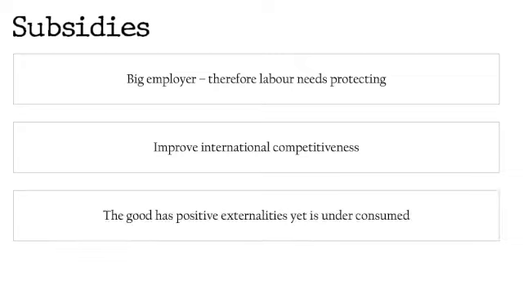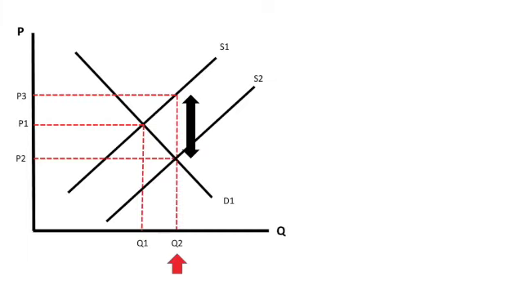And it could be what I've mentioned before, that the good has positive externalities, yet is being underconsumed, and therefore it requires that incentive by the government to do so. So when we're thinking about the diagram again, we can bring in consumer and producer surplus.